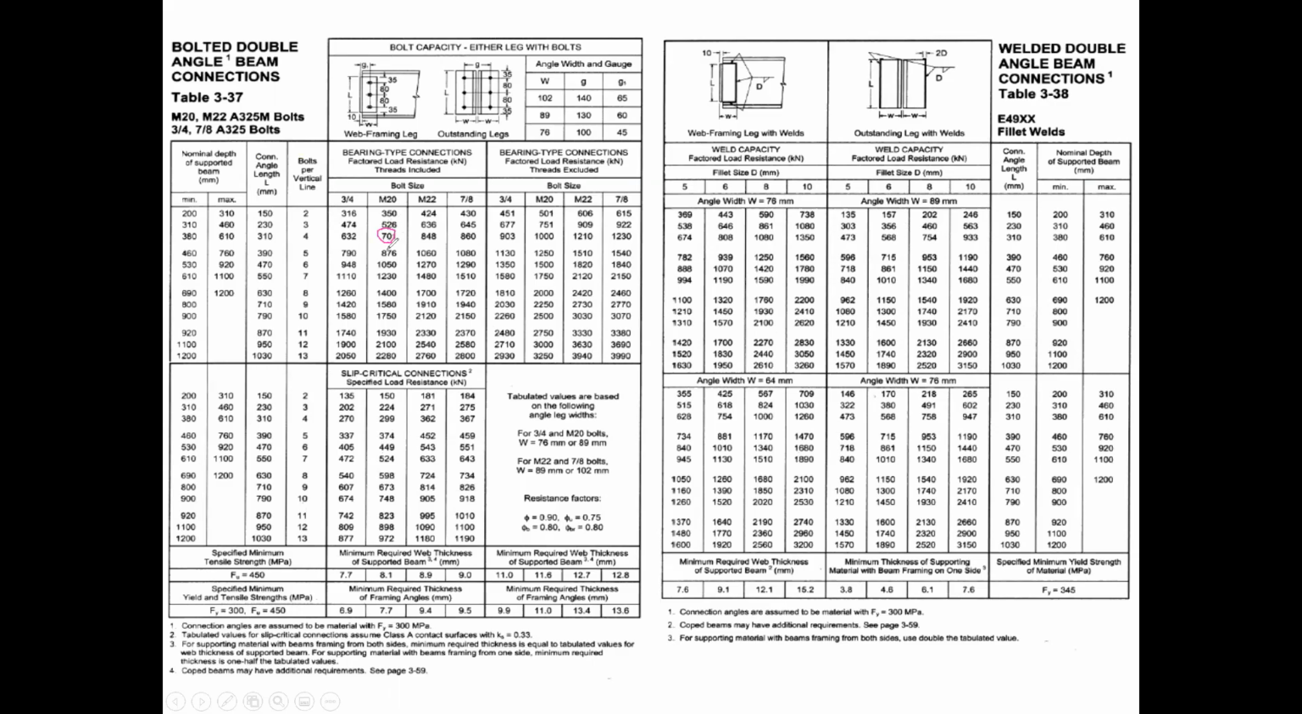Okay, if I go to the bottom, it says the minimum required web thickness of the supporting beam is 8.1 millimeters. So if I have at least 8.1 millimeters, I can rely on it giving a value of VR of 701. Okay, so that's where I get that. That's what that means.